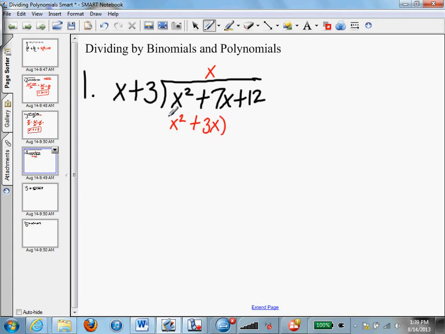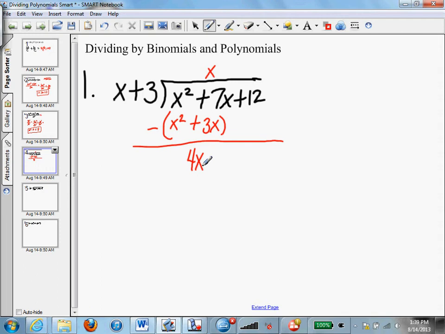Okay, so once you've got that, I like to put it in parentheses. Now I like to change the signs, because we want the x squared and the x squared here to cancel out. To do that, we need opposite signs. So x squared minus x squared leaves you with nothing. Then we have 7x minus 3x, leaving you with just 4x.